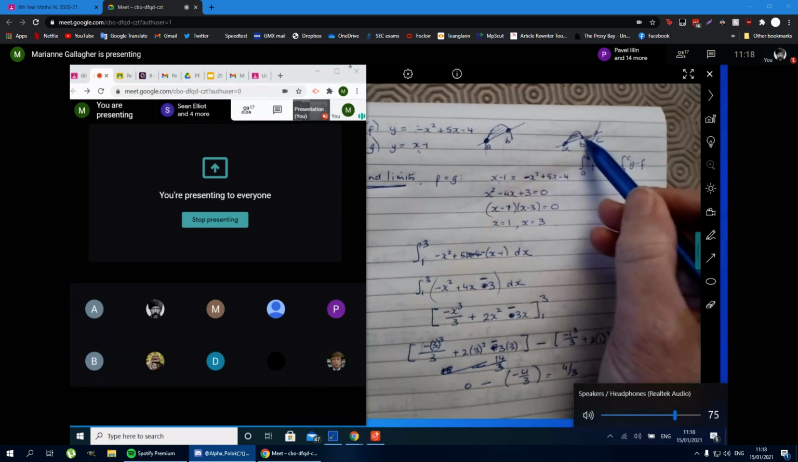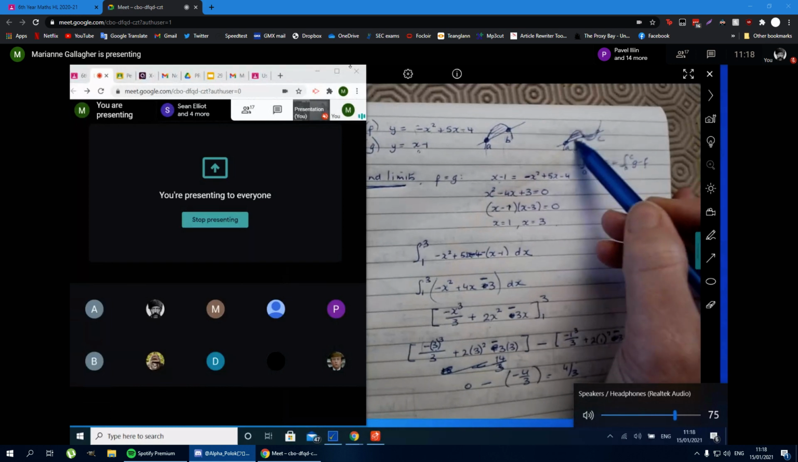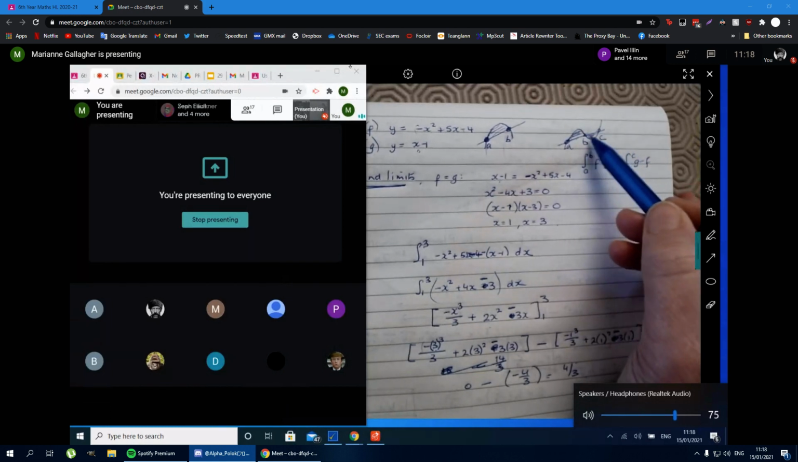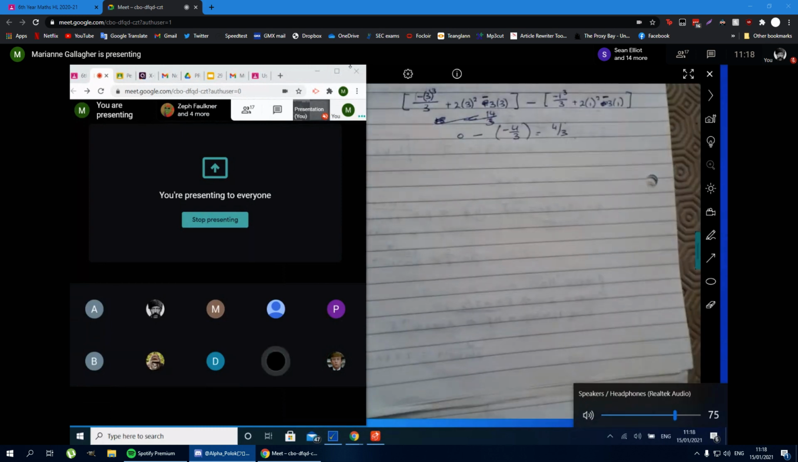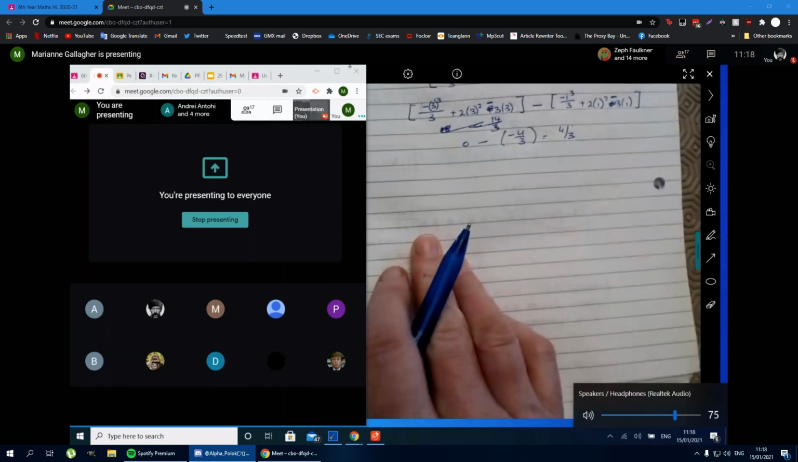Yes. You do two separate ones. So from A to B, it's the top minus the bottom, and then that swaps around when you're going through this part. Right, let's look at example 3 then.